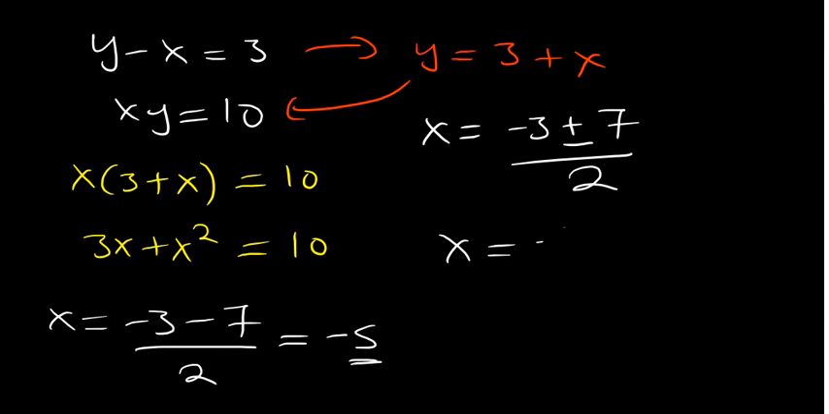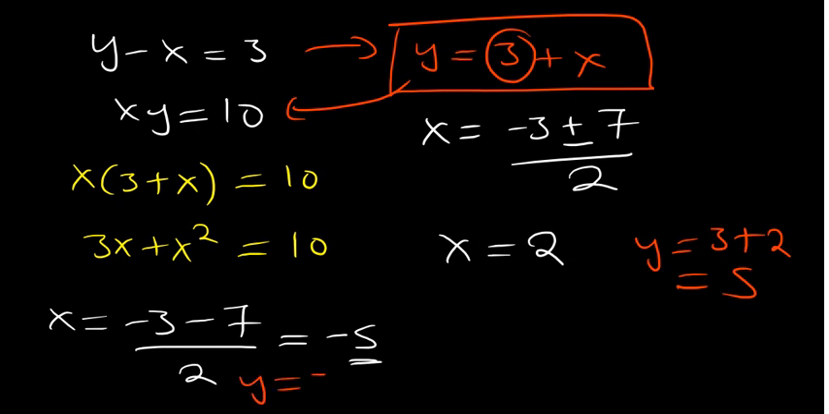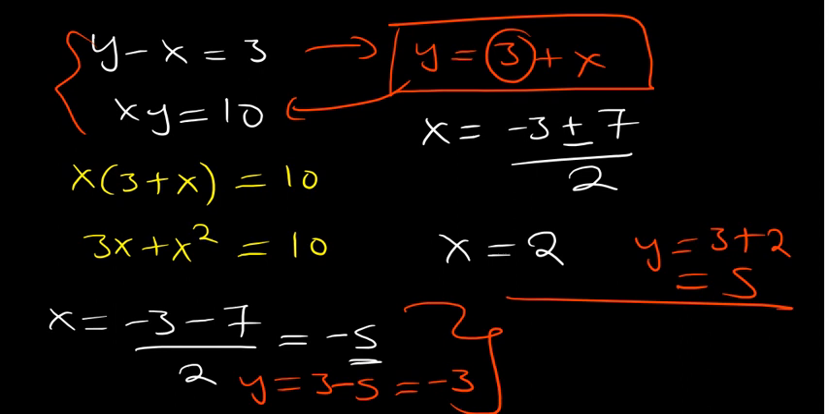So for each one of them we need to find the value of y. So for y, we're using that equation. y is just x added to 3. So substitute. So here y is going to be 3 plus 2, which is 5. Here y is going to be 3 minus 5, which is just negative 3. So these are the two possible solutions we have to our simultaneous equations there. And this is usually the case most of the time when you're dealing with a linear and a quadratic simultaneous equation.